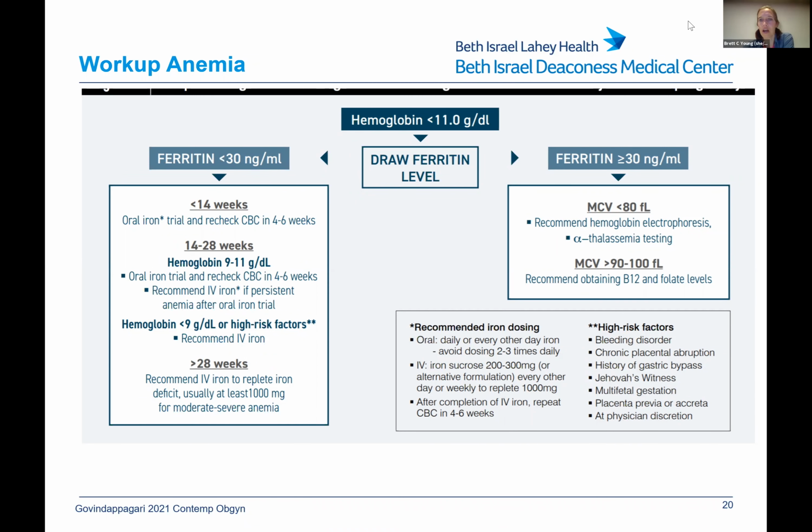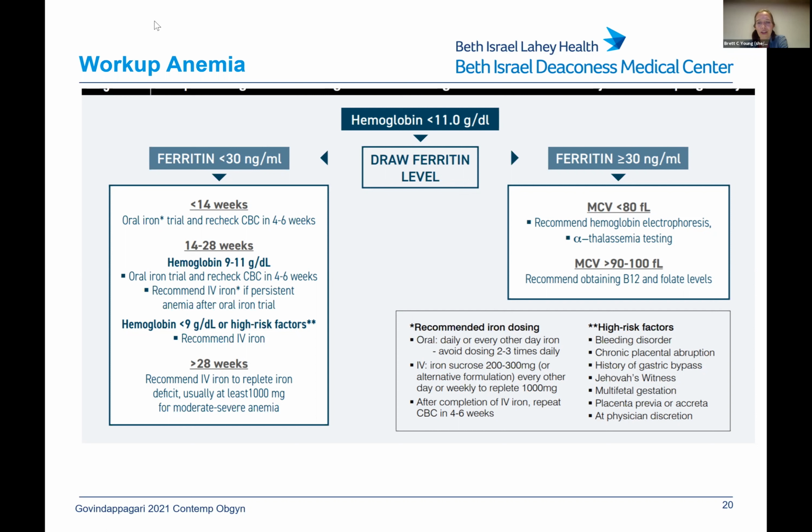If we do not think that they have iron deficiency anemia, and their ferritin is greater than 18 or greater than 30, depending on which guideline you're going to use, one should then look at their MCV and think about other etiologies, and look at their hemoglobin electrophoresis. Make sure that they've had molecular testing for alpha thalassemia, because electrophoresis will not exclude alpha thalassemia. You need molecular genetic testing to look for that. And if their MCV is higher than expected, greater than 90 to 100, think about vitamin B12 and folic acid levels if you haven't gotten them already.